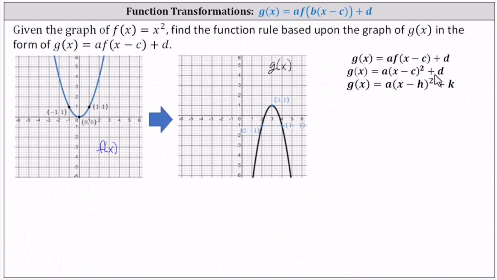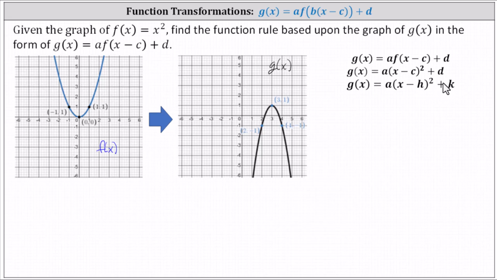Recall where a indicates a vertical stretch or compression, c indicates a shift left or right, and d indicates a shift up or down. Sometimes we'll also see the form where c is replaced with h and d is replaced with k, because h comma k is the vertex.